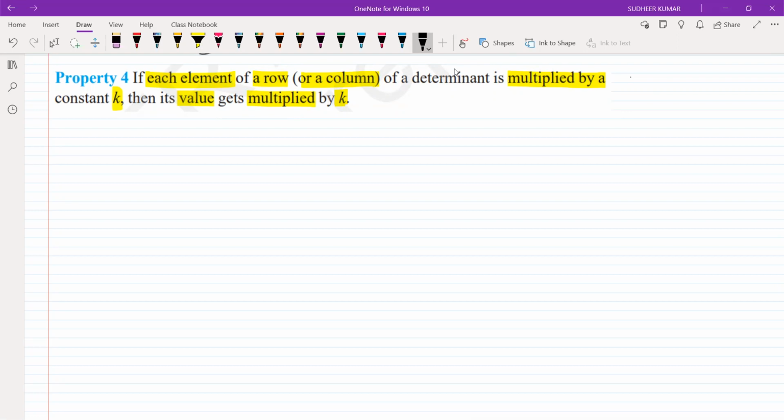Suppose we take a determinant, and suppose the first row is multiplied by 3. In this, R1 is multiplied by 3. So the value of the obtained determinant, suppose delta 1, is 3 times delta. Do you understand it? So let us take the example. It is easy to understand.